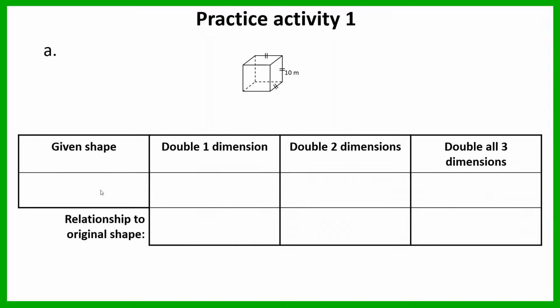Then once you've done that, you're going to work out the volume if you double one of the dimensions of this object. You work out the volume, and then over here you need to write down what the relationship is between the original shape's volume and the volume that you just worked out. Then you're going to work out the volume if you double two of the dimensions. You work out that volume, write it here, and you're going to do the same thing again, writing down the relationship between the original shape's volume and this new volume over here. And then you do the same thing for if you double all three of the dimensions. I'm going to give you 1 minute to do all of that.